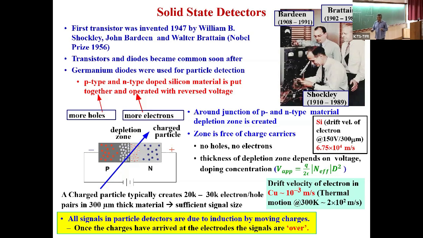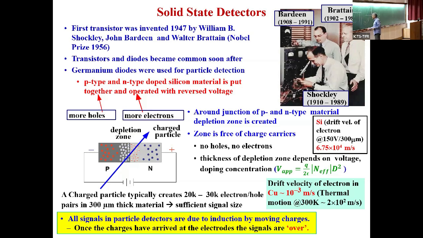So, again I am repeating, all signals in particle detectors are due to the induction of moving charge. This is true in gas detectors and all detectors. Once the charge arrives at the electrode, the signals are over. So this is the other way I try to talk about it.